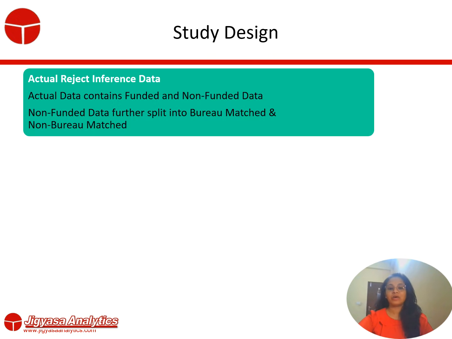Our actual modeling dataset consisted of two segments: the funded population of customers who were approved and booked in the past, and the non-funded population of customers who were rejected previously. As we know, building a model solely on the accepted customers introduces bias and ignores valuable insights from rejected applicants. To address this, we performed reject inference.